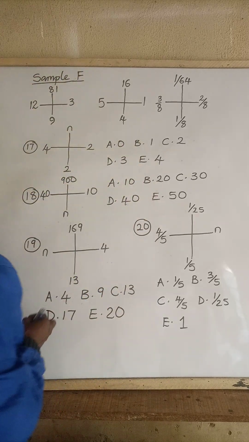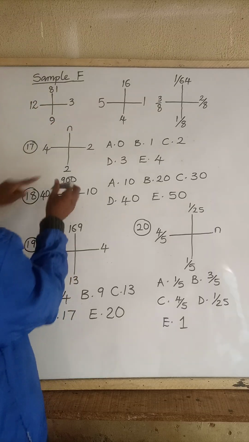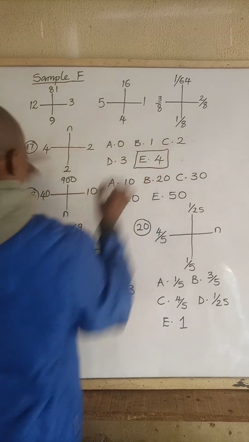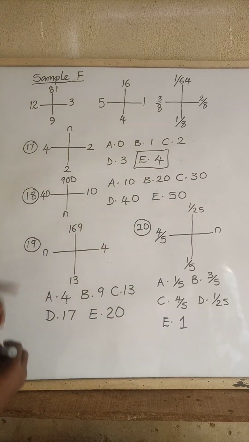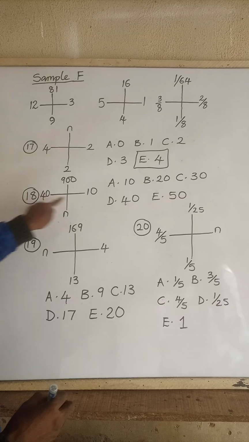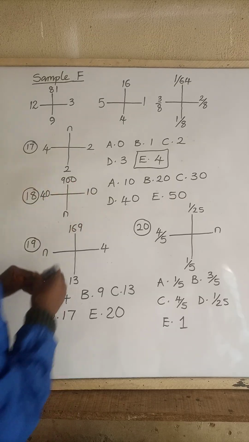Let us apply this in solving question number 17 to 20, where this part is unknown. So what we are going to do now is what? 2 times 2. It will give us 4. Now, question number 18. What we're going to do now is either we do it this way, 40 minus 10, or square root of what? 900, which is 30.